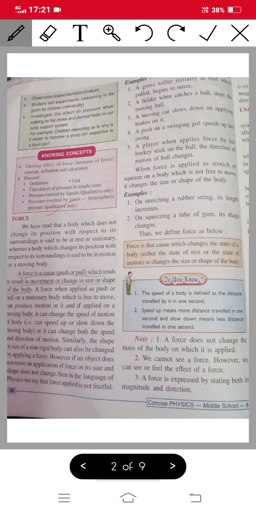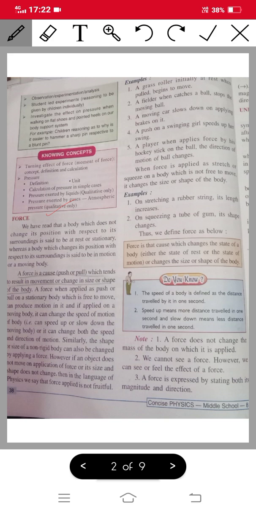Next, a force when applied as push or pull on a stationary body which is free to move can produce motion in it, and if applied on a moving body, it can change the speed of motion of the body. And if a force is applied on a stationary body, either it will produce motion or it will change its shape or size. But if the body is in motion and if we give it further force, there will be an increase in the speed of the body, or it can change both the speed and direction of motion.